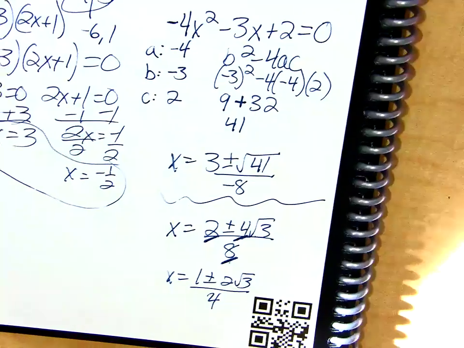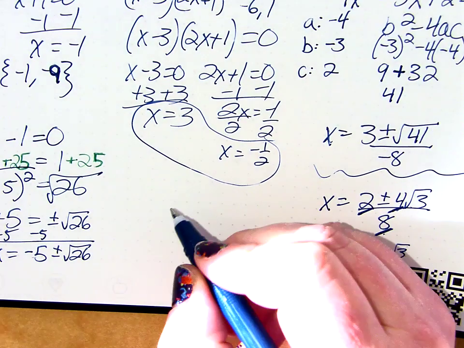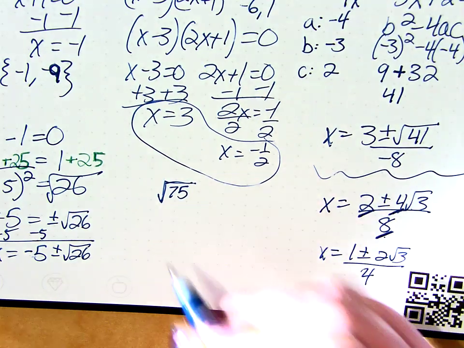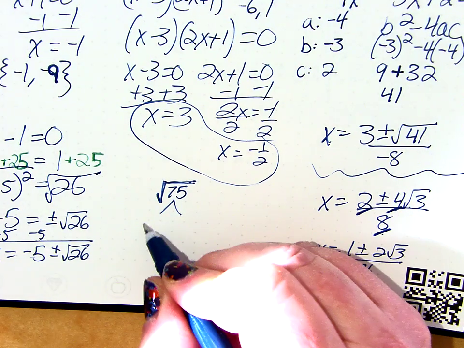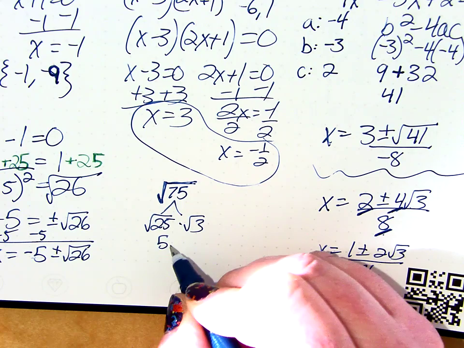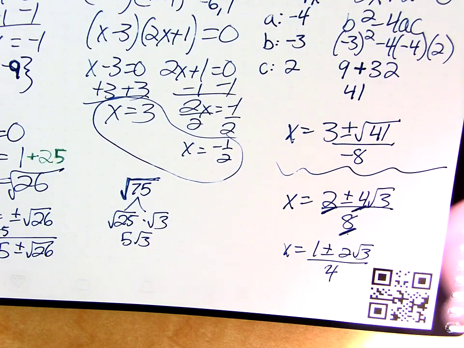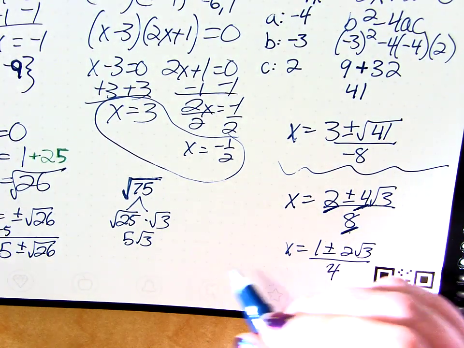The only other thing that was in this unit was stuff like, hey, simplify the square root of 75. 75 is not a perfect square, but what is? It's 25. So you split that up into the 25 and 3, so you got 5 root 3. Remember that?